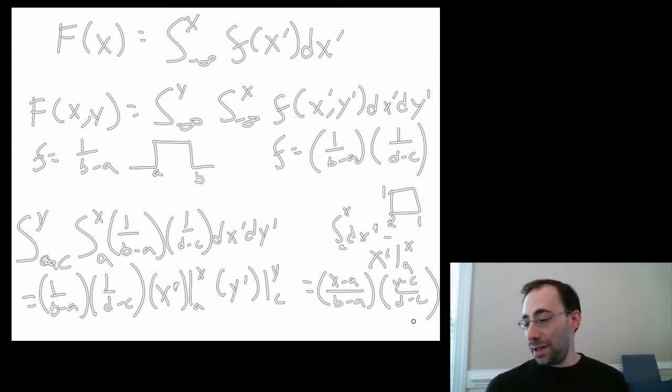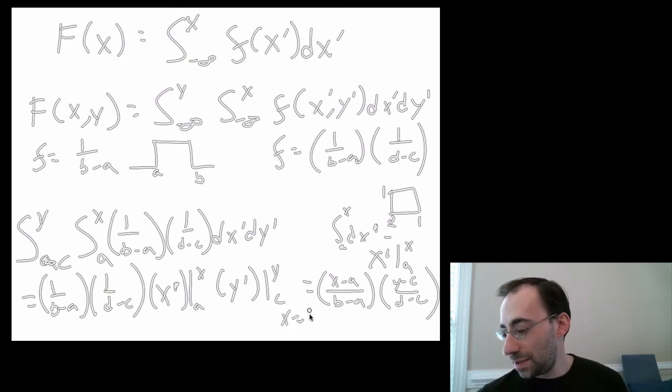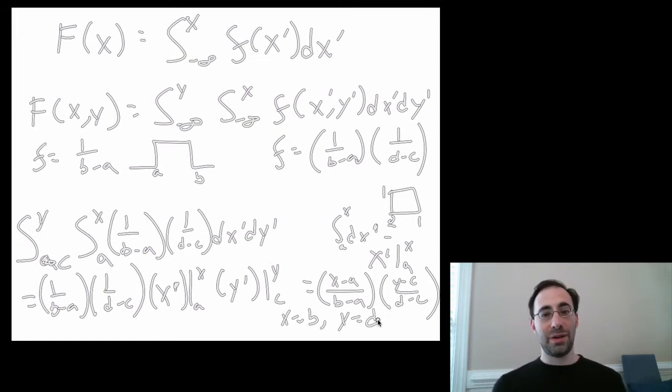Note, if I plug in x equals b and y equals d here, then I get 1 times 1, which equals 1, which is good because that means the chance that you're less than d in one dimension and less than b in the other dimension is 1, because you have to be less than those two values. You must be between a and b in one dimension and c and d in the other dimension by definition.